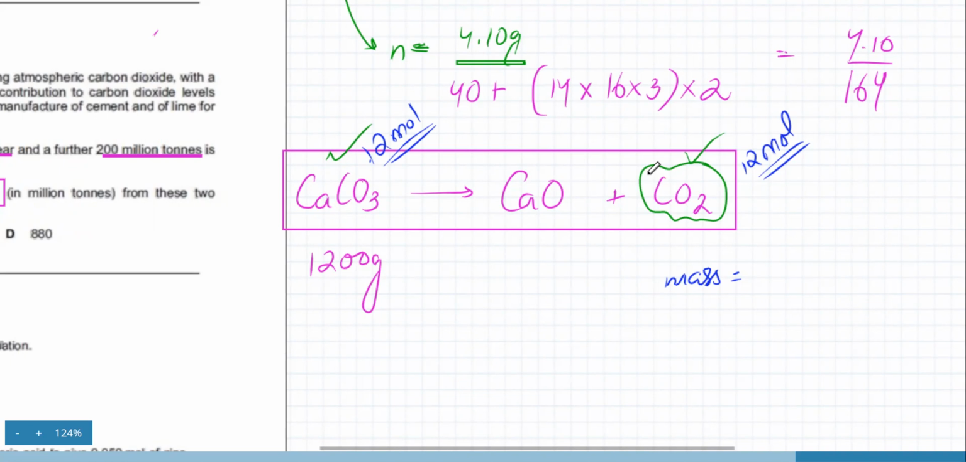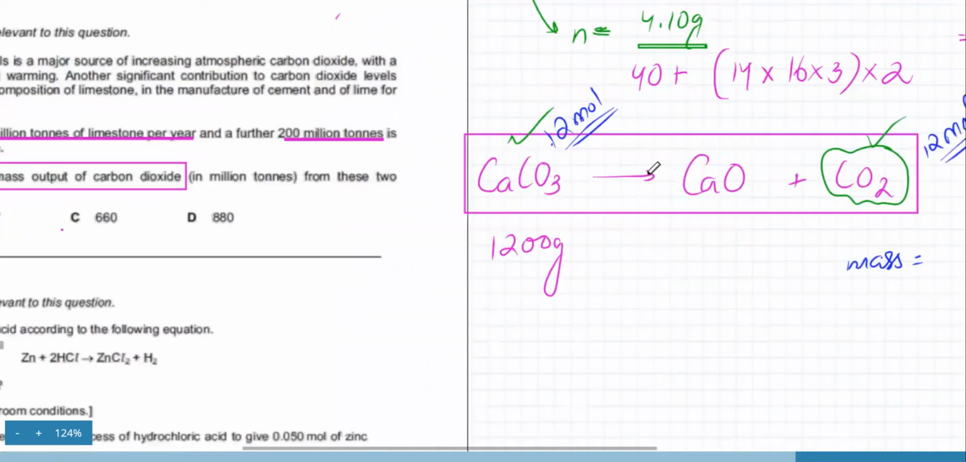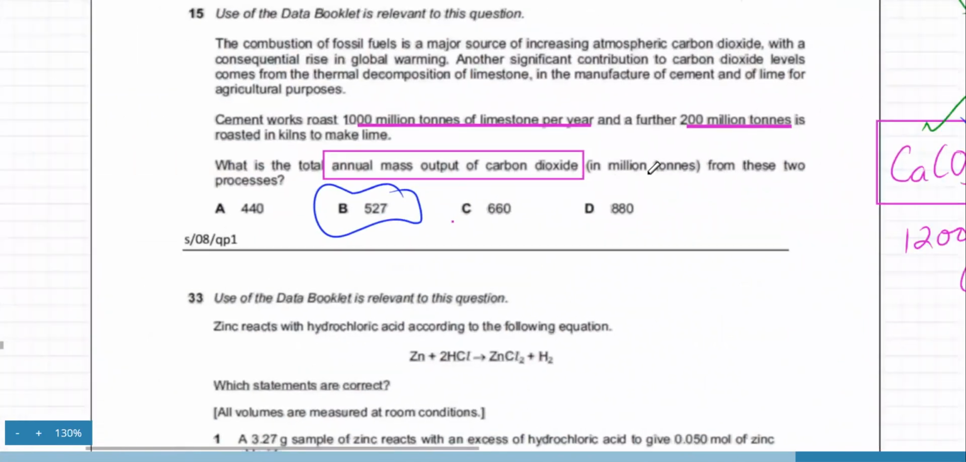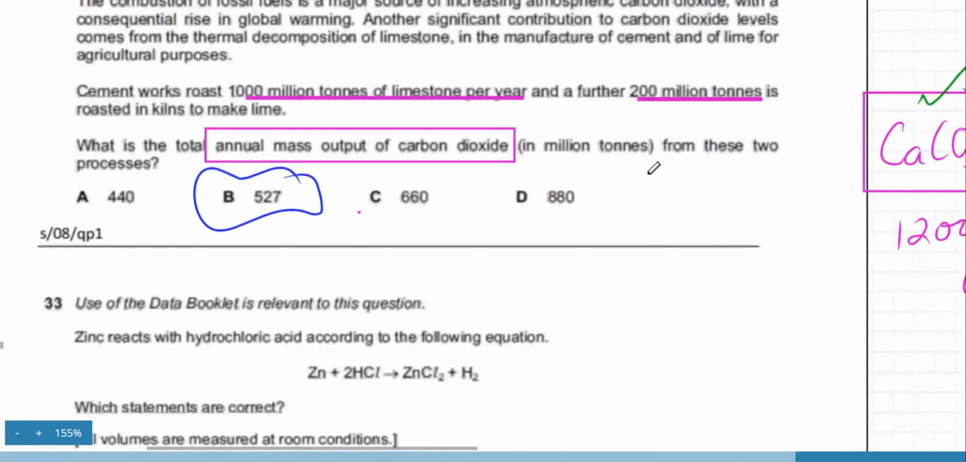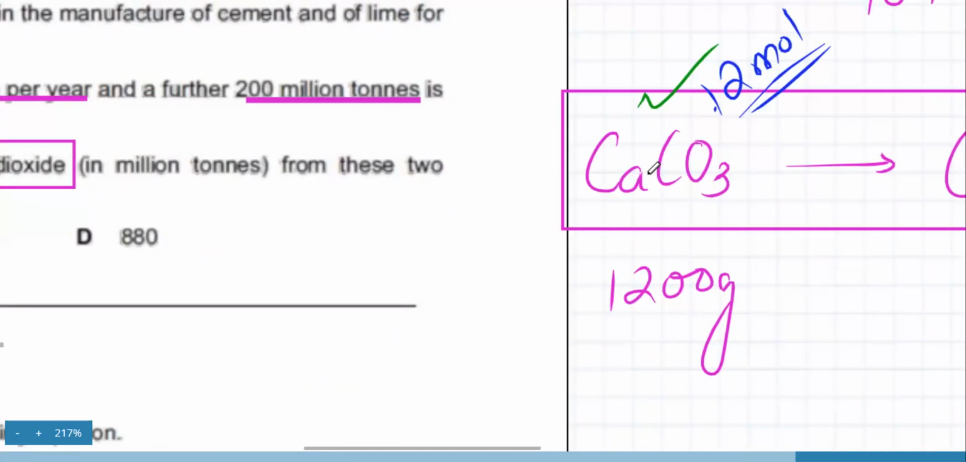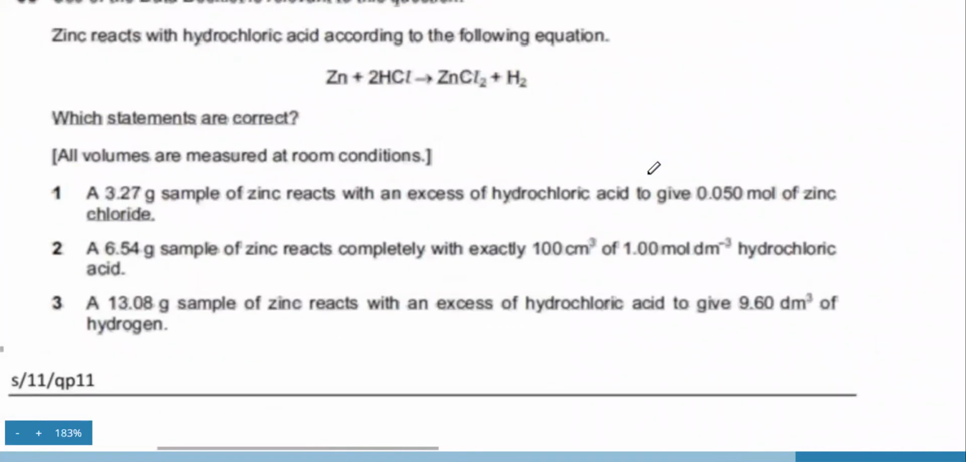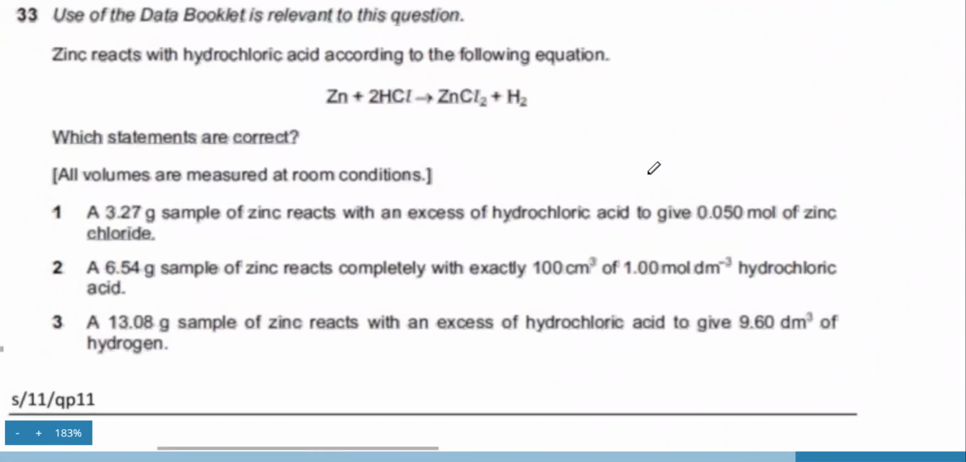I got 528. Okay, so that's fine. That's probably this one, 527. The reason it's 527 is because we're taking calcium as 40. Calcium is not exactly 40, it's actually 40.1. Okay. So anyways, this question is you have to check each statement whether it's correct or not.